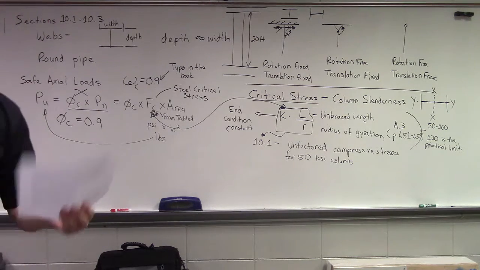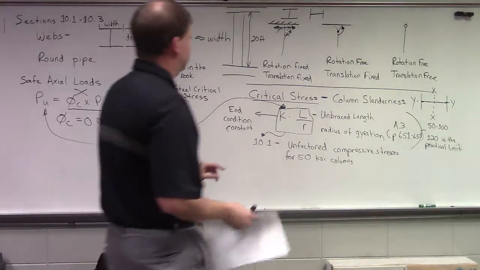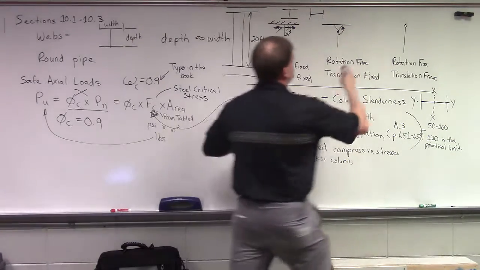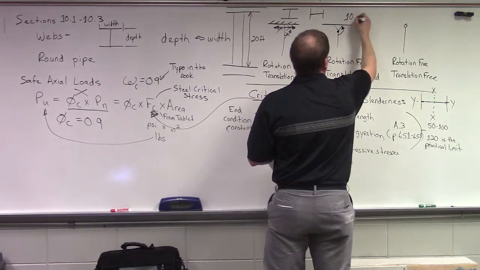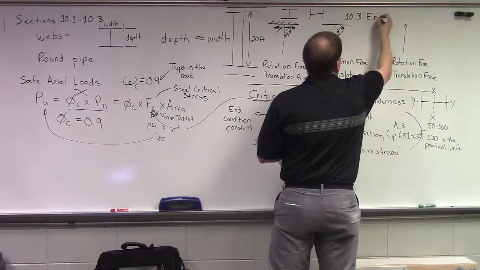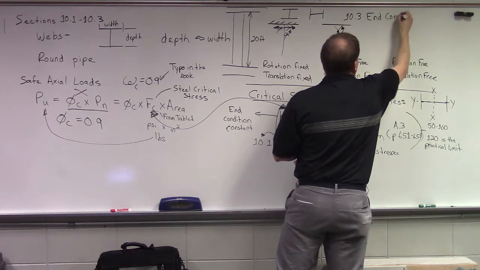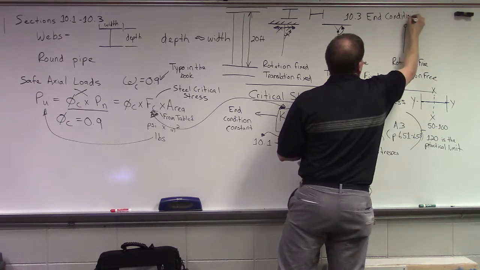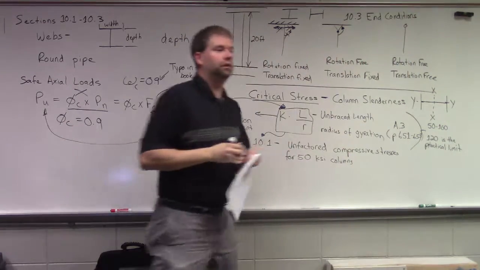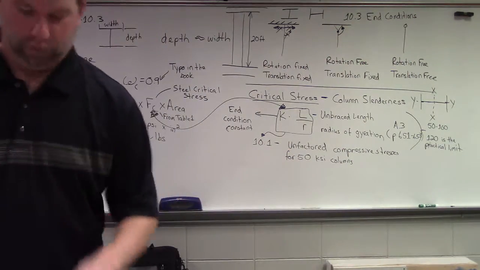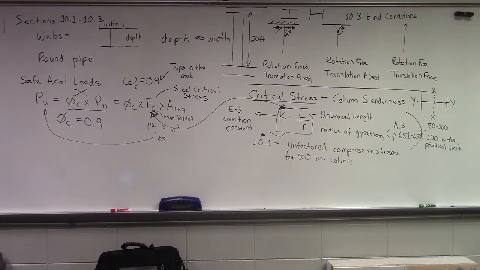You get K from 10.3, where it's got your end conditions, which is on page 336. Okay, I got it. So I go from 500-something, 650 to 330, and that's the F sub C. So yes, designing of steel is all about referencing tables, moving back and forth between your tables.